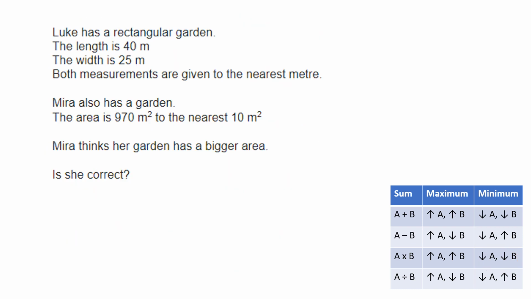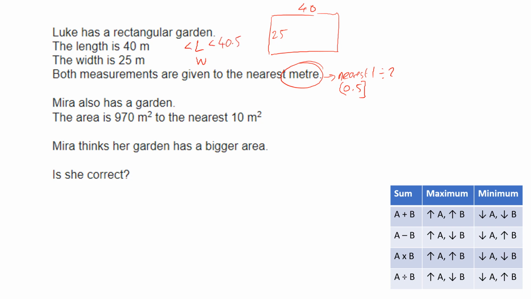Let's increase the difficulty though and look at some slightly more in-depth questions. We've got a rectangular garden with a length of 40 and a width of 25, both rounded to the nearest meter. This means we've rounded to the nearest 1. So if we halve that, 0.5 is what we need to add and take away. That means that our length is going to be between 40.5 and 39.5. That means our width is going to be between 24.5 and 25.5. Okay, so we've got our bounds.